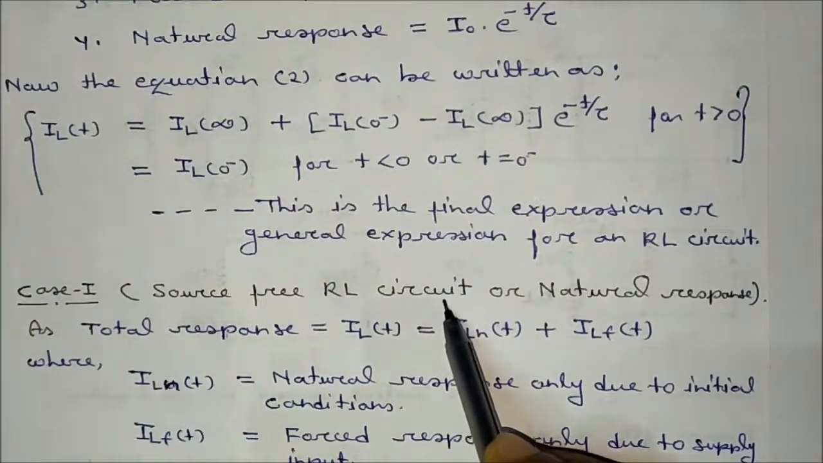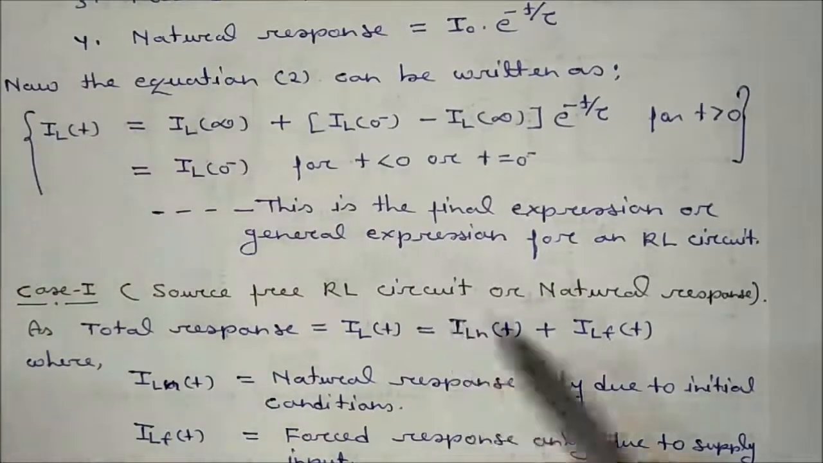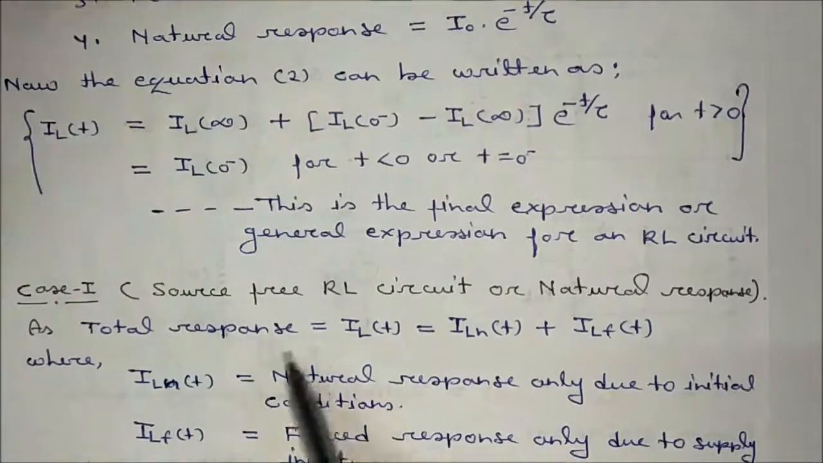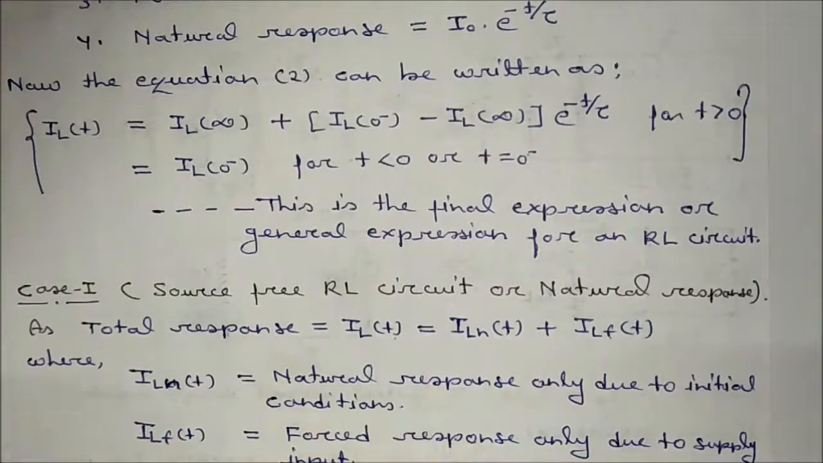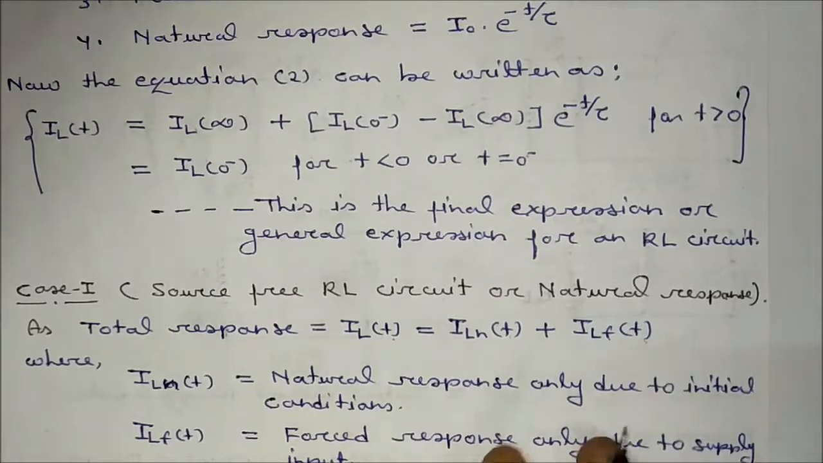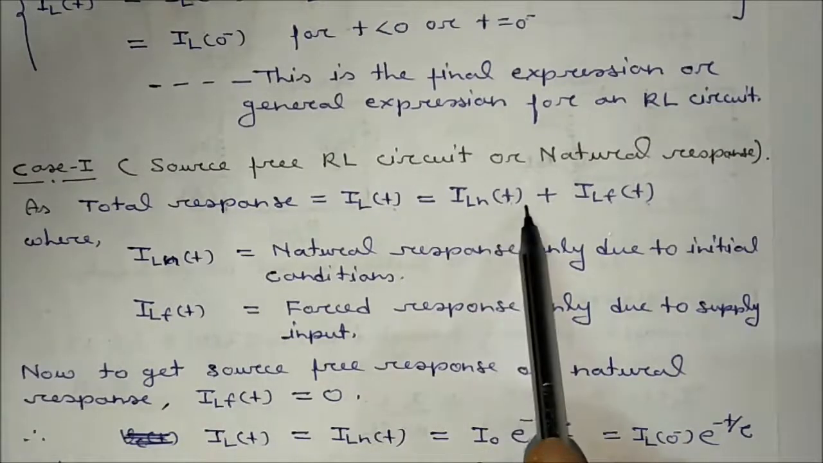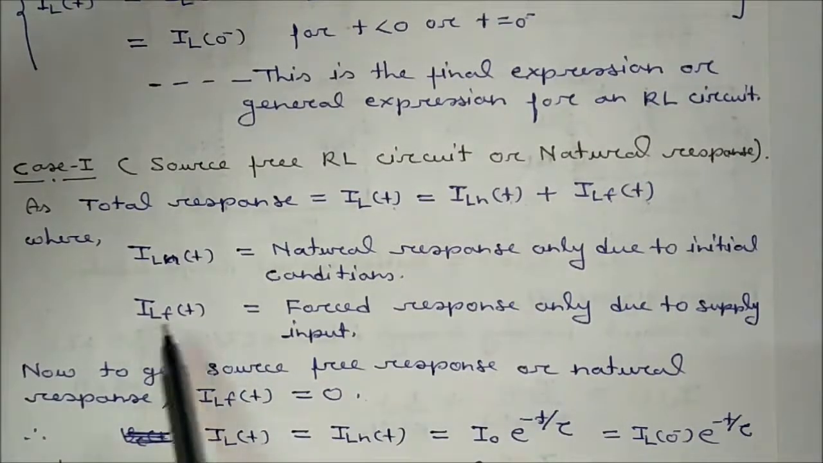Source free means there is no external input supply. That means we are interested in calculating the natural response. We know that the total response IL(t) is a function of natural response plus what? Forced response. But if we are interested in calculating the natural response only, this must be what? This must be 0. Forced response is only due to the supply, and this must be 0 for the calculation of natural response. So I am making ILF(t) equal to 0.